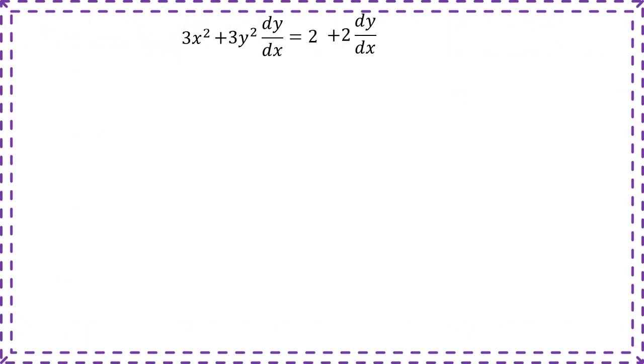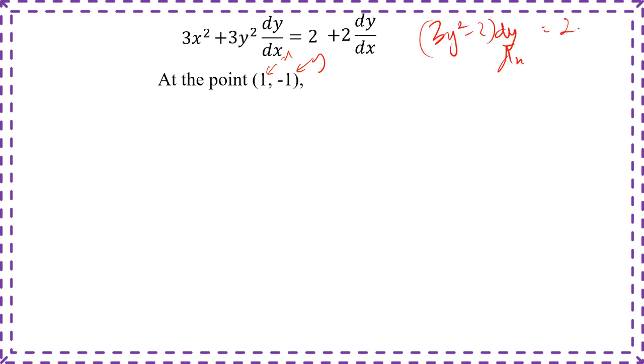Now, because we want to find dy/dx, we group the dy/dx together. We can find it later by directly substituting the value of x and y, or you can put the dy/dx together. If you want to put the dy/dx together, it will be 3y squared minus 2 of dy/dx equal to 2 minus 3x squared. So dy/dx is equal to (2 minus 3x squared) divided by (3y squared minus 2). So now at the point (1, negative 1), you just substitute the values here.